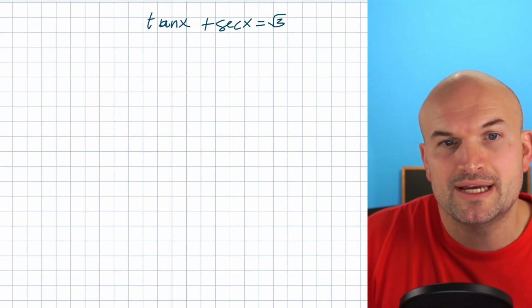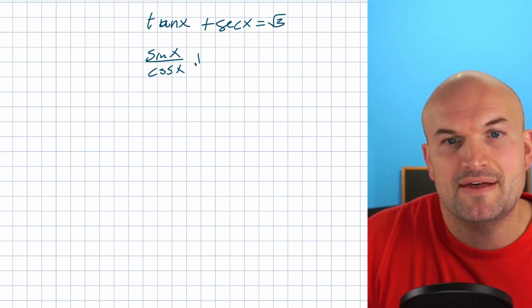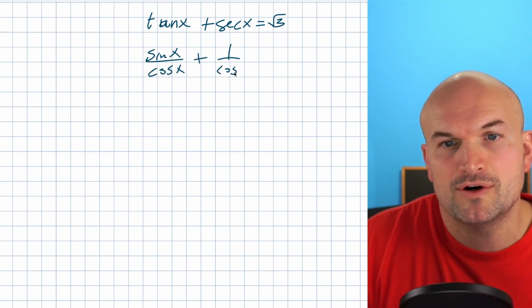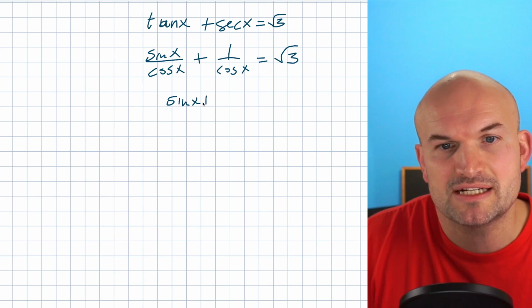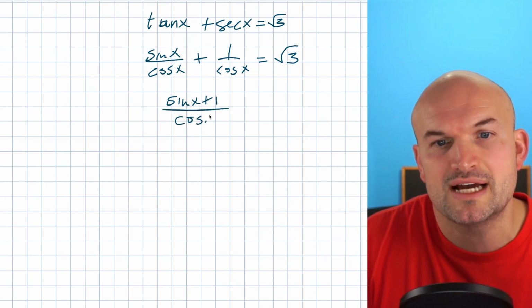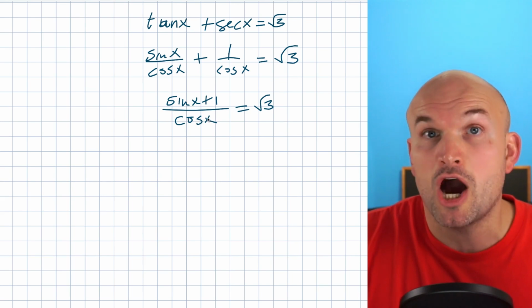So tangent, we know, is going to be a sine of x over a cosine of x. And then secant, I can rewrite as a 1 over a cosine of x. And that's equal to the square root of 3. All right, so now they have the same denominators. So I can rewrite the sine of x plus 1 all over a cosine of x equals the square root of 3. I want to get the cosine of x off the denominator.